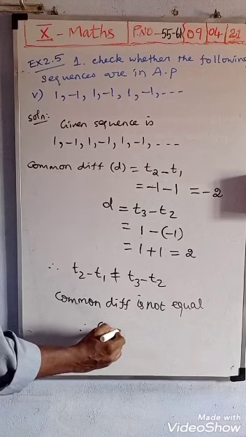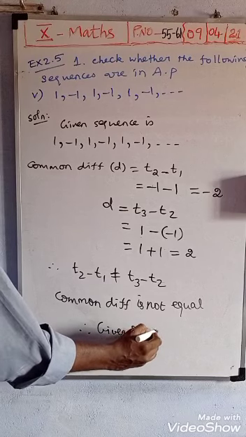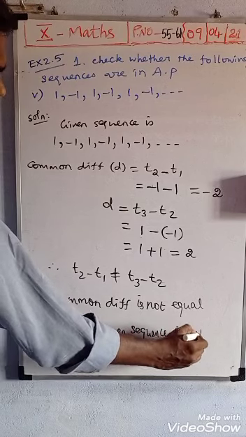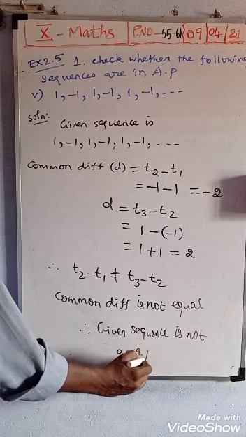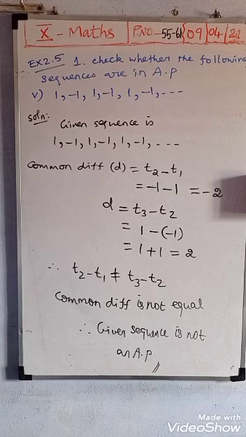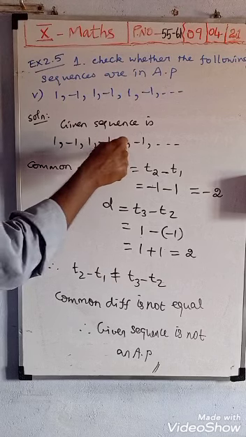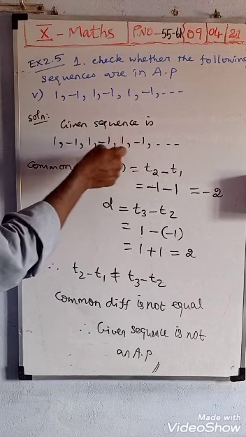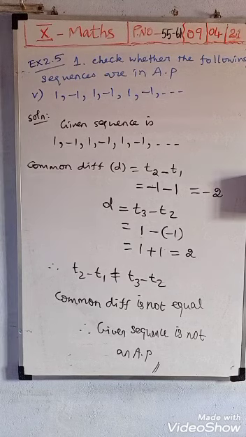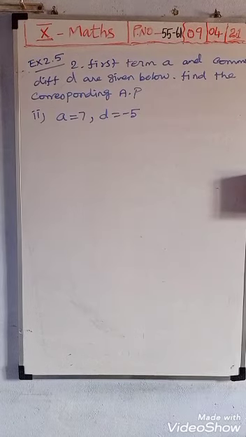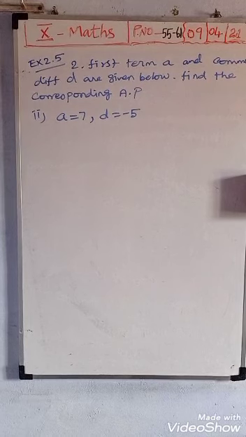Therefore the given sequence is not an AP. That's all. No need to check the next terms: T4 minus T3, T5 minus T4, T6 minus T5. No need to check because the second term comes different, so it is not an AP. See the next one, the second one: first term A and common difference D are given below.